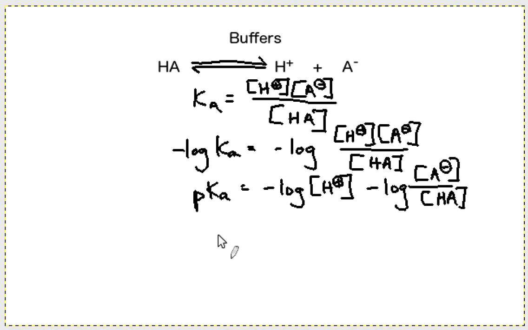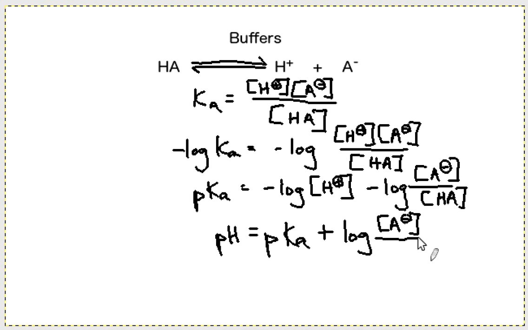Let's bring this over to the left side and call it pH instead. So what is pH equal to? pH is equal to the pKa plus, right, we have to get this to the other side of the equation, so we're going to turn that into a plus instead of minus, the log of conjugate base over weak acid.